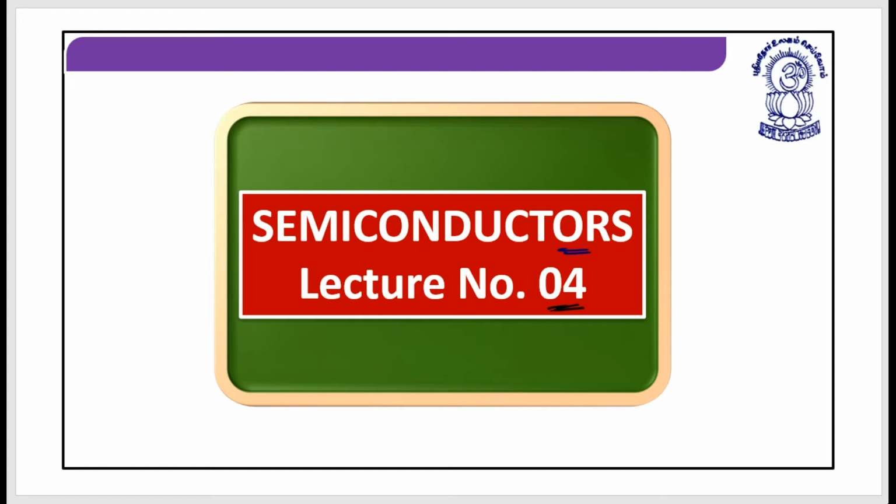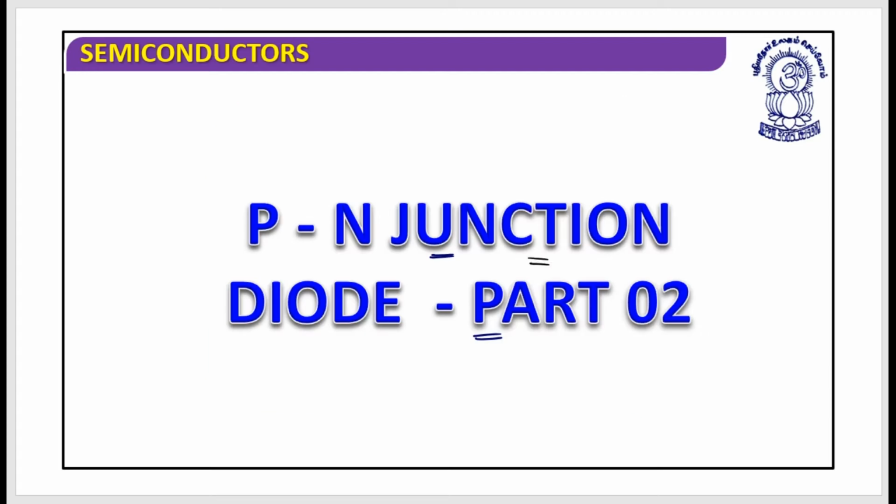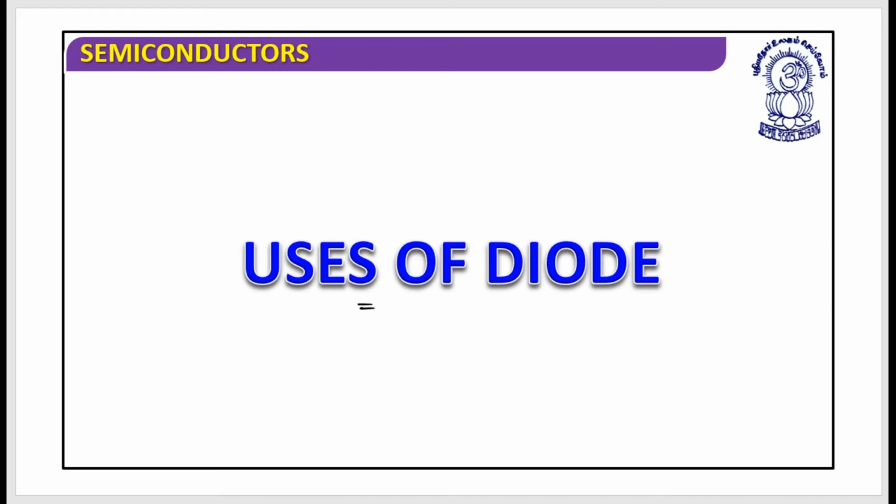This is lecture number 4 of our unit Semiconductors. So let's begin with today's class. This session is part 2 of the PN junction diode, where we discuss the applications and uses of the PN junction diode. So, the uses of a diode.